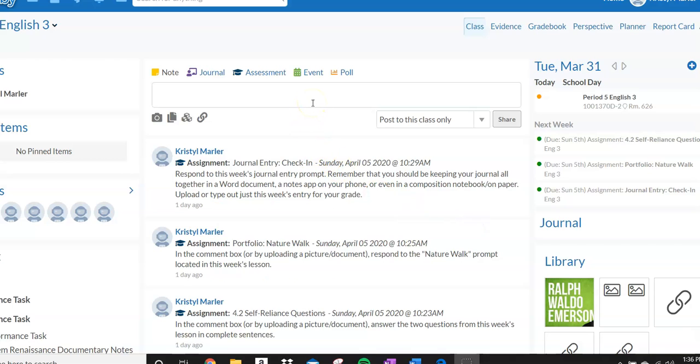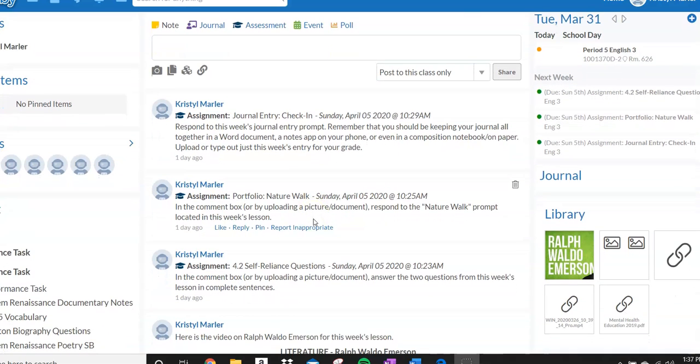Let's go over what is due this week. These are all of the assignments that are going to be due. As you can see here, I gave you till Sunday, April 5th, 2020, which is the end of this week, to complete our very first week of e-learning for English 3. So if we see right here, I have 3 specific assignments.